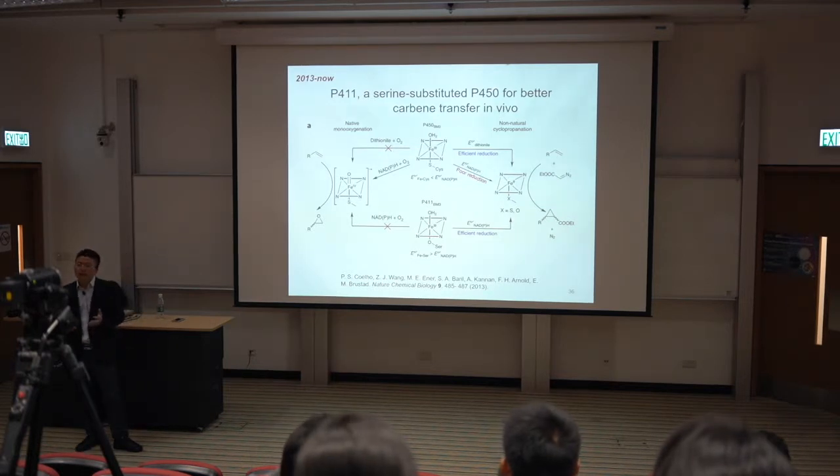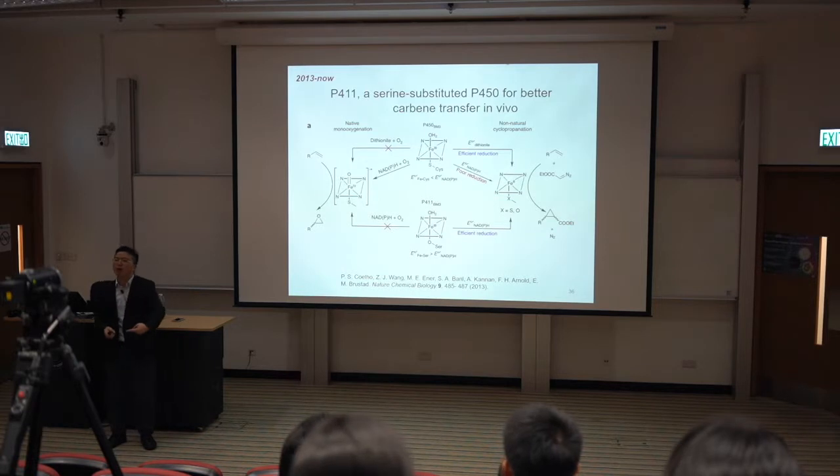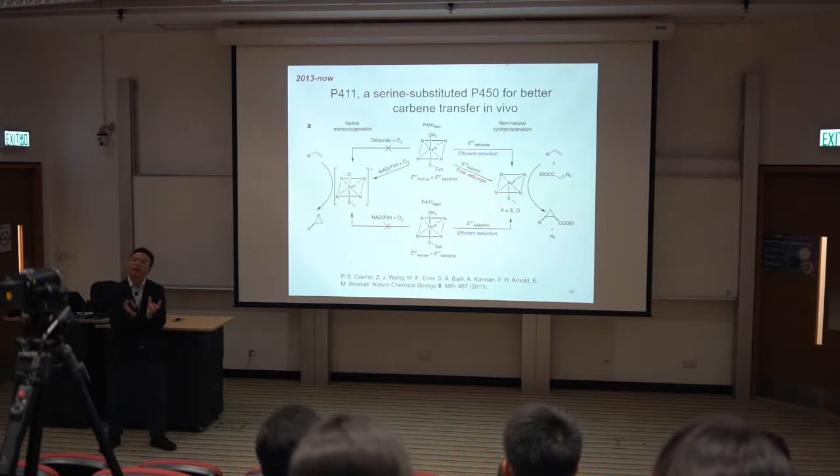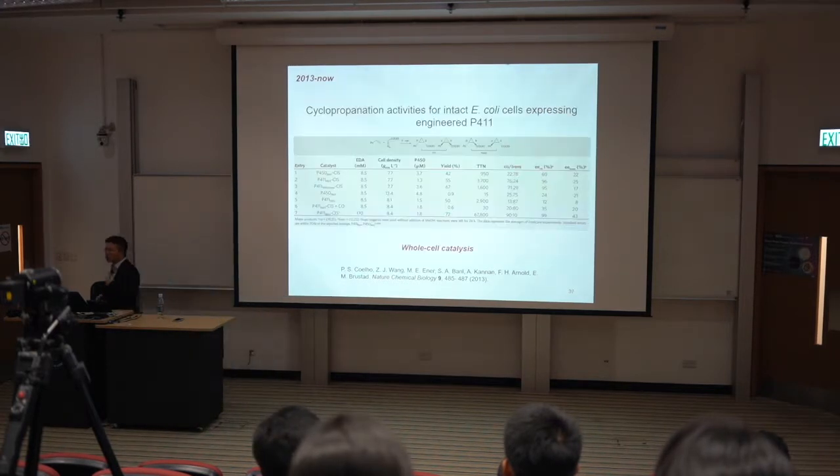Okay? And also the most important thing is that with this type of enzyme, you can just express them in E. coli, and then use the whole E. coli as a whole cell catalyst. You can also convert the substrate to generate this cyclopropane product. You can do this carbene transfer reaction.